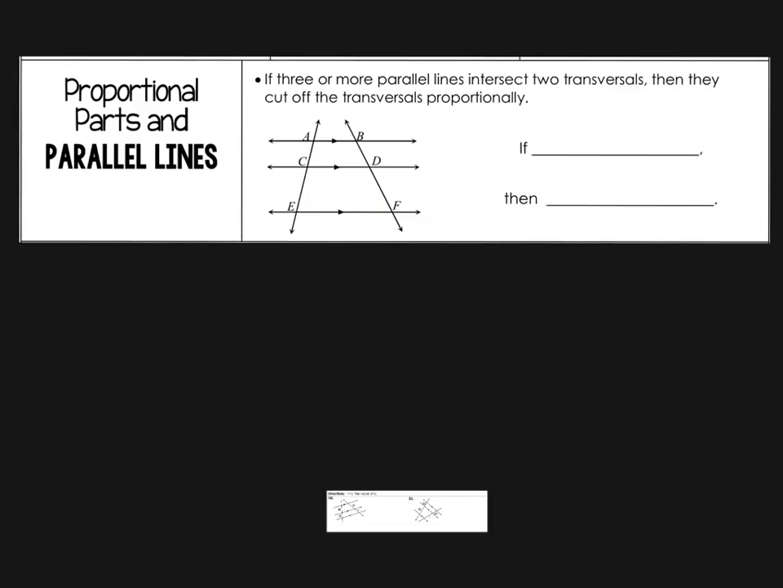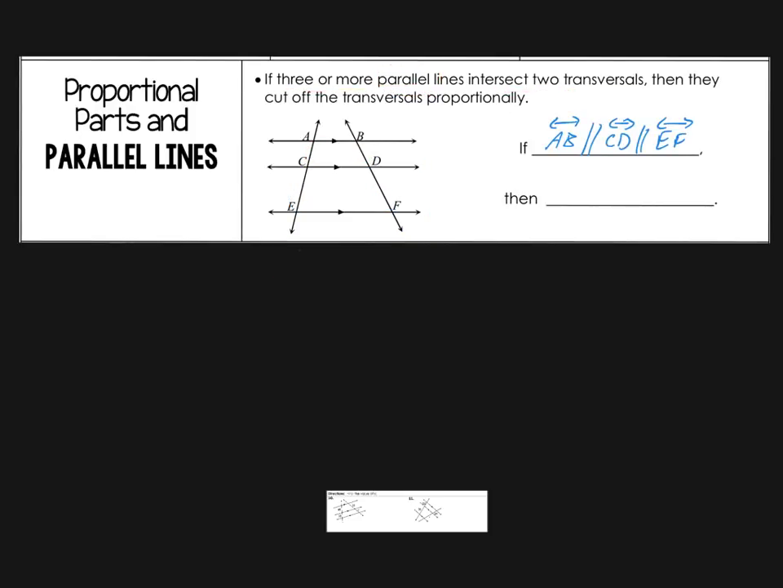The next section of notes isn't overwhelmingly mind-blowing. It's just sort of a continuation or an expansion of the current thought. If 3 or more parallel lines intersect 2 transversals, then they cut the transversals proportionately. So just think about this as sort of what was happening with the triangles. You have 1, 2, 3 parallel lines intersecting 2 transversals, which means that this space and this space is proportional to this space and this space. Okay? No big deal. Don't make a big deal of this.